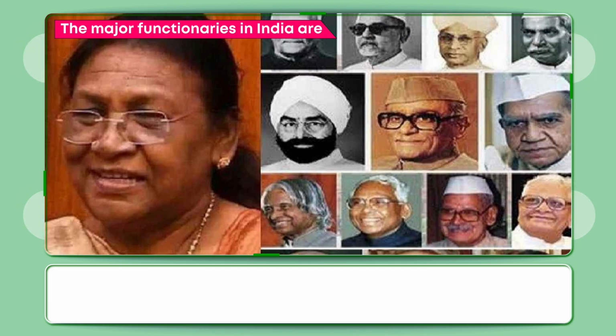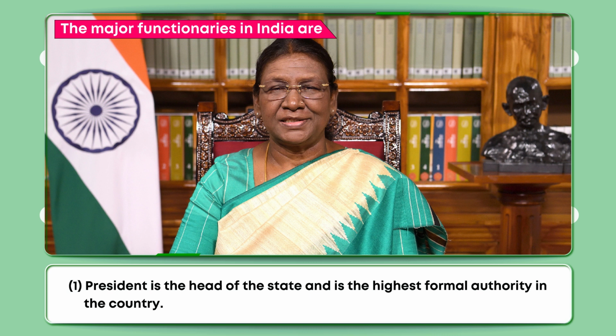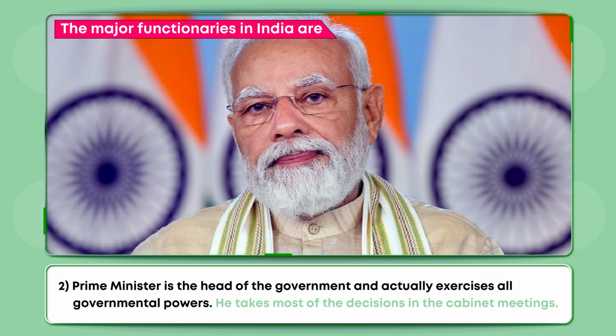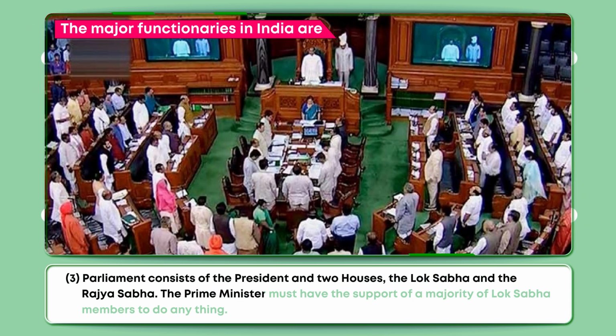The major functionaries in India are: President is the head of the state and is the highest formal authority in the country. Prime Minister is the head of the government and actually exercises all governmental powers. He takes most of the decisions in the cabinet meetings. Parliament consists of the President and two houses, the Lok Sabha and the Rajya Sabha. The Prime Minister must have the support of a majority of Lok Sabha members to do anything.